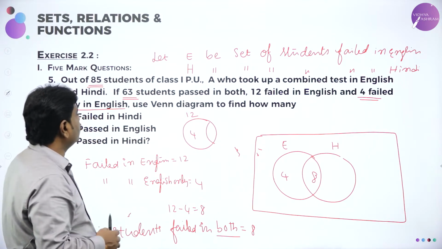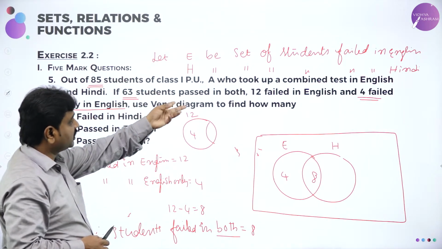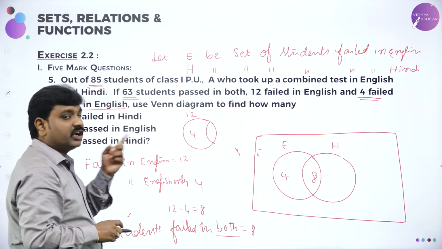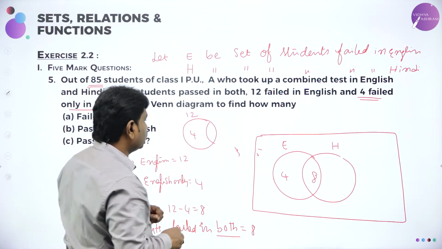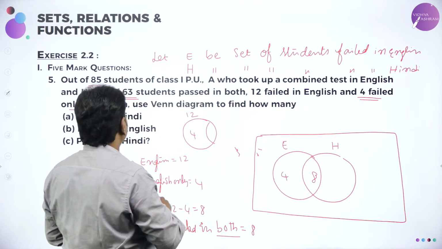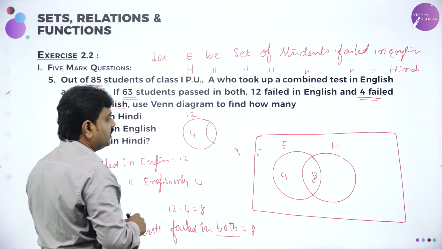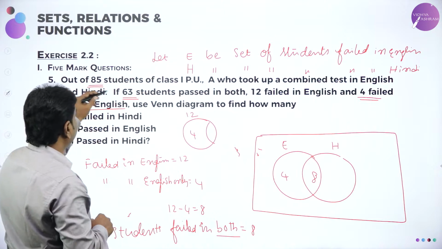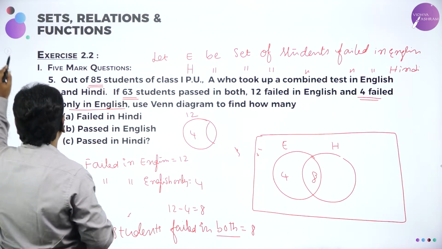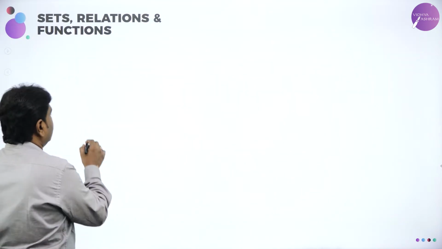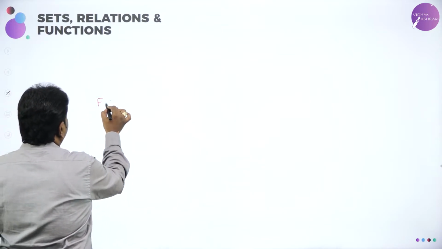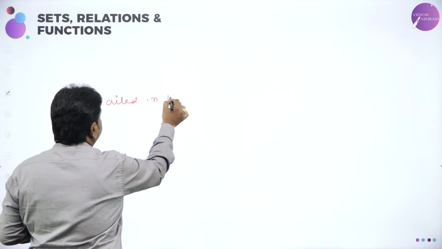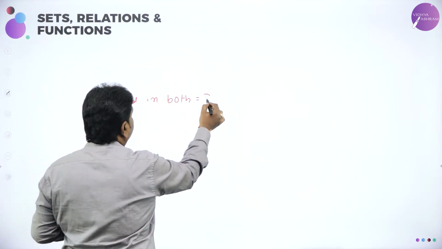Now coming to this, if 63 students passed in both, how many failed in both? 8 failed in both. Now, using the Venn diagram, I need to find how many failed in Hindi, which they are asking. Out of 85, 63 passed in both. Now we will talk about failed in both. We got from the Venn diagram, it is 8.